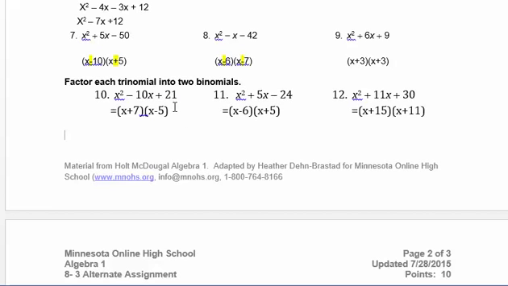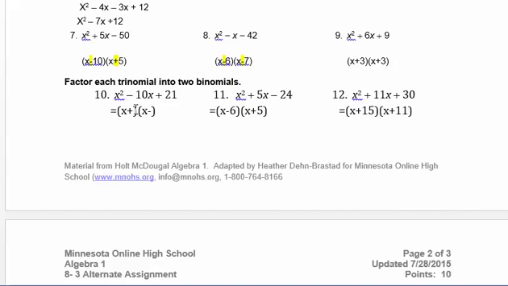All right, when we FOIL, we take first times first, outer times outer, inner times inner, and last times last. If you do that with what we have here, x plus 7 times x minus 5, we would not get this. It doesn't work because 7 times negative 5 is not 21. So these are not the right numbers in here. They might be the right signs, but they're not the right numbers.